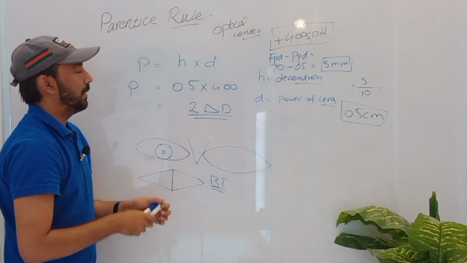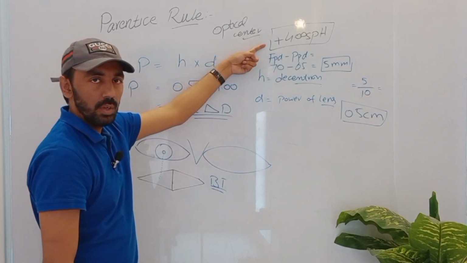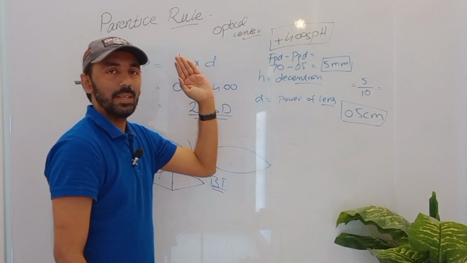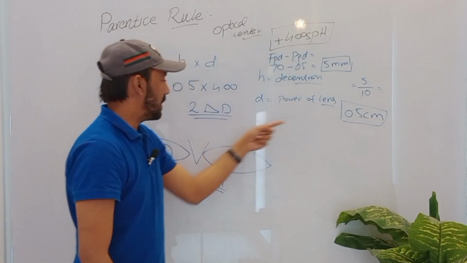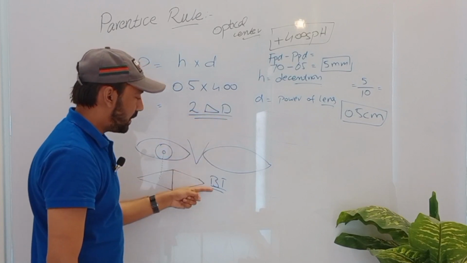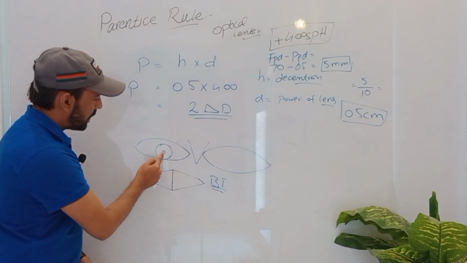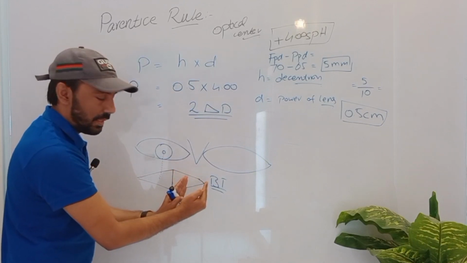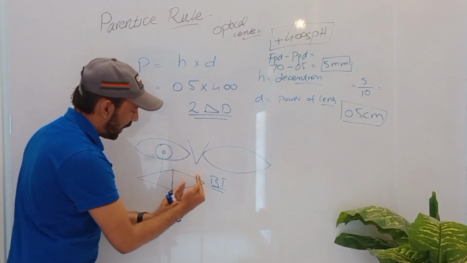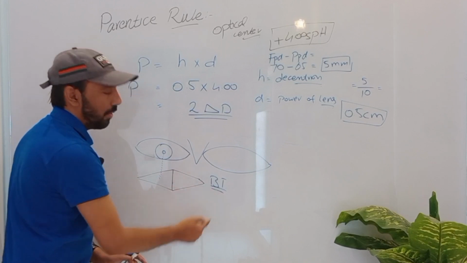So we conclude that if we have a spherical lens of +4, and that spherical lens moves towards the nasal side 0.5 centimeter, the prismatic effect will be two prism diopter base in. As you can see, our center of the pupil is here, and our lens is decentering towards the nasal side, so the lens will be moved towards the nasal side, and it will create a base in effect.